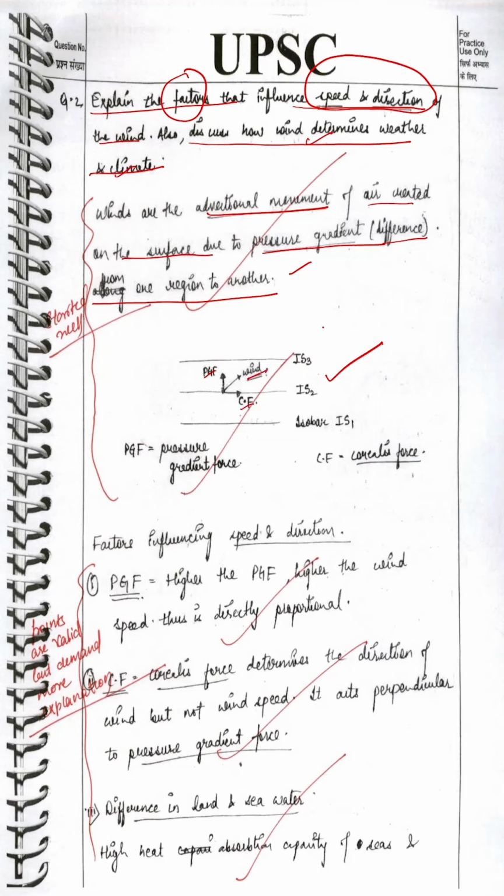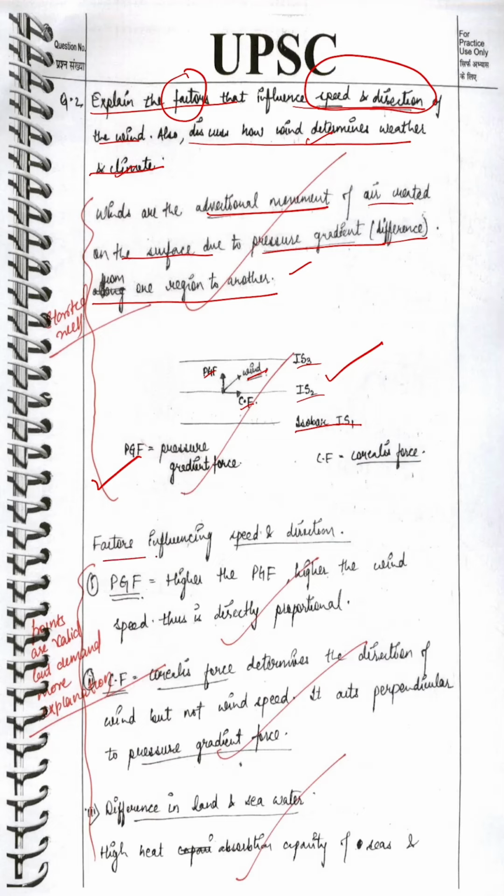This wind is also called geostrophic wind, which is the free movement of wind. Here the isobars are also provided, different isobars along which the wind is moving. So we can see the introduction is quite good, with the diagram.